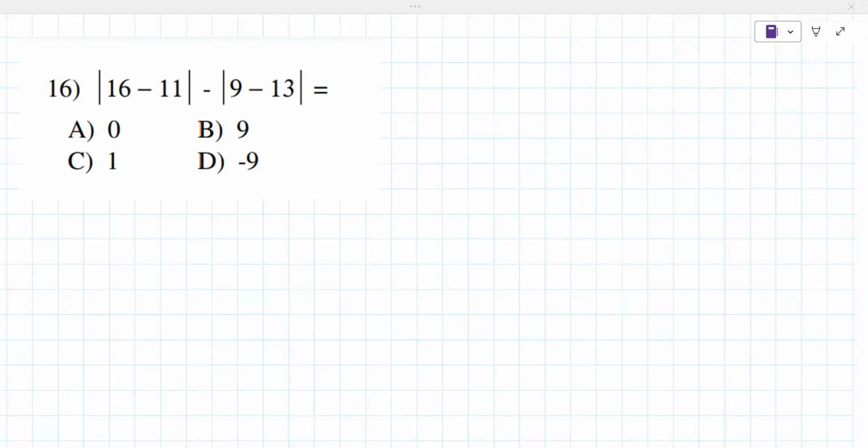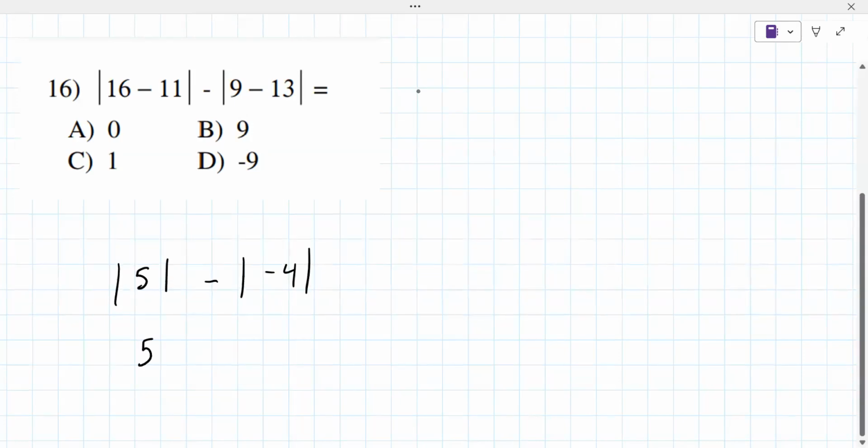Is it 1? C? Let's take a look here. So 16 minus 11 is 5, absolute value. 9 minus 13 is minus 4, absolute value. 5 minus 4 is 1. Very good.